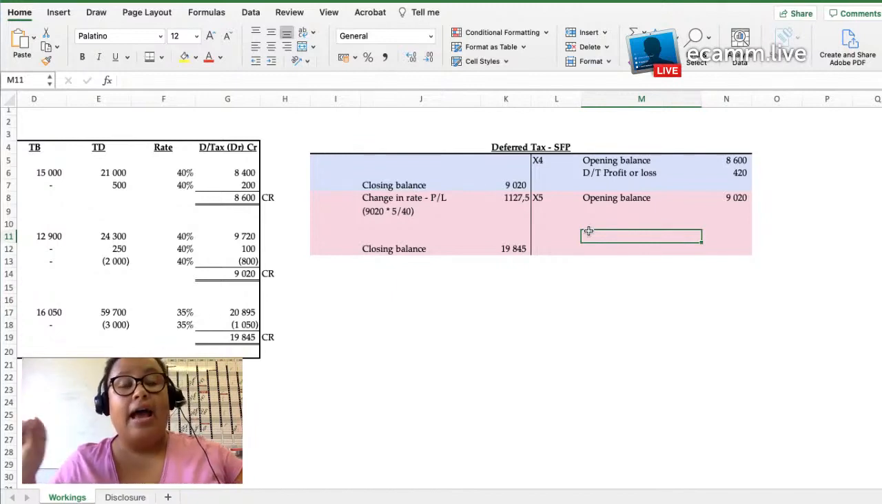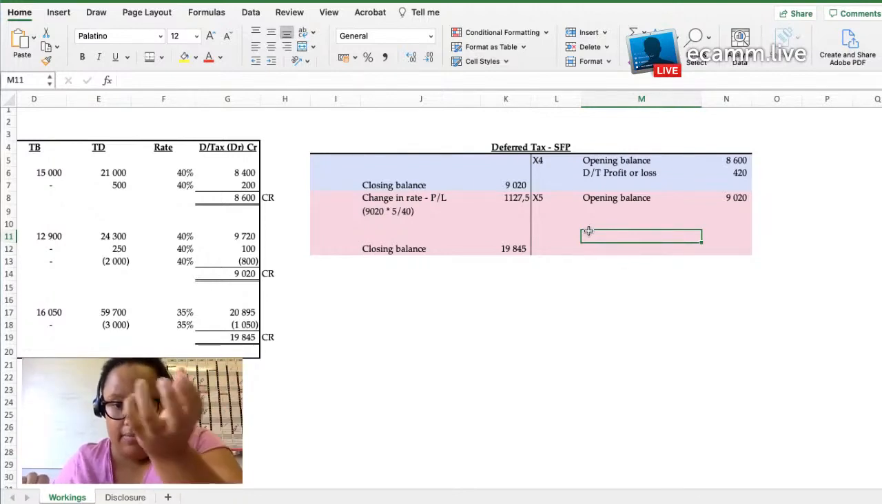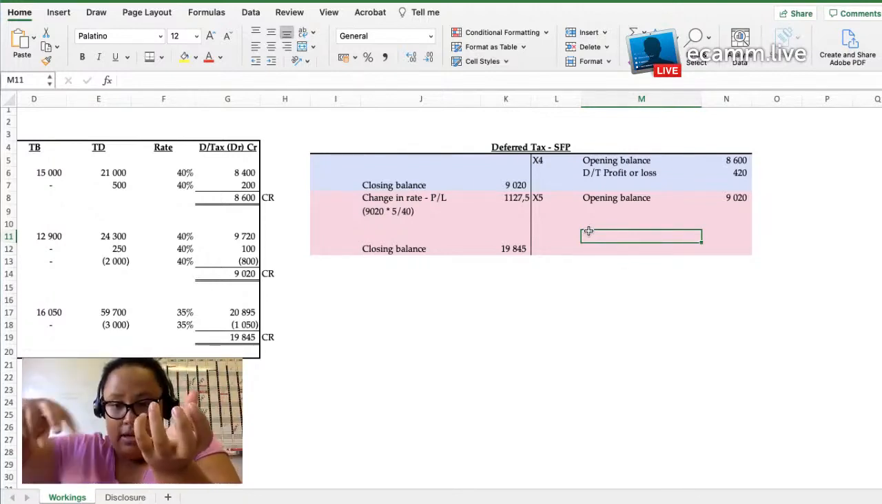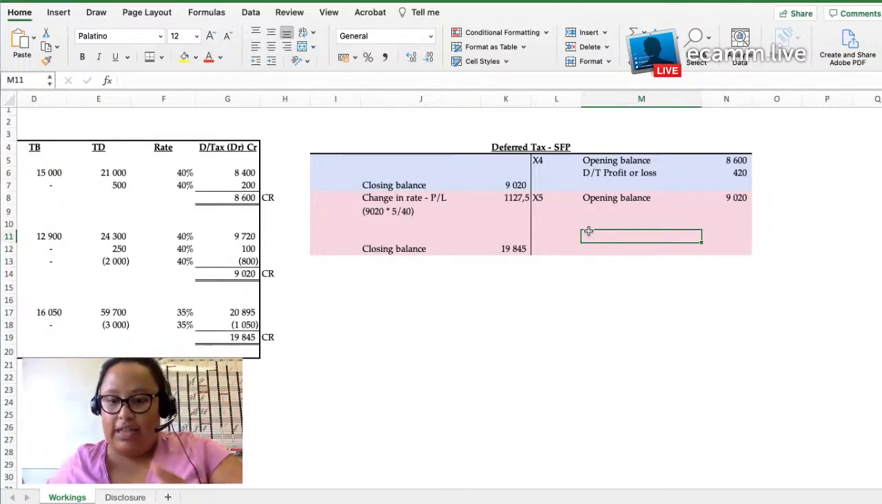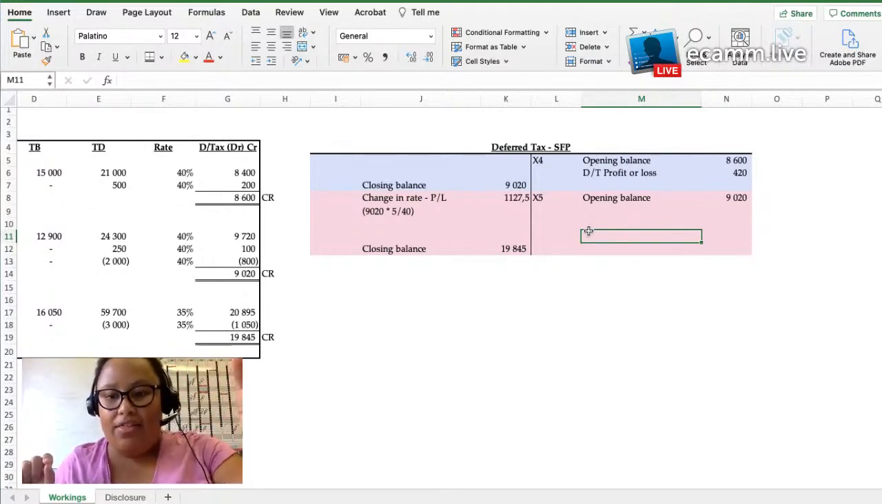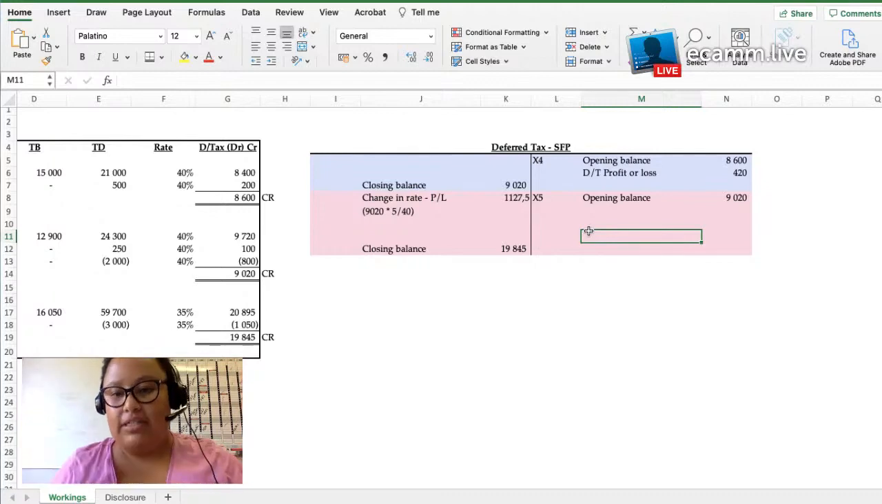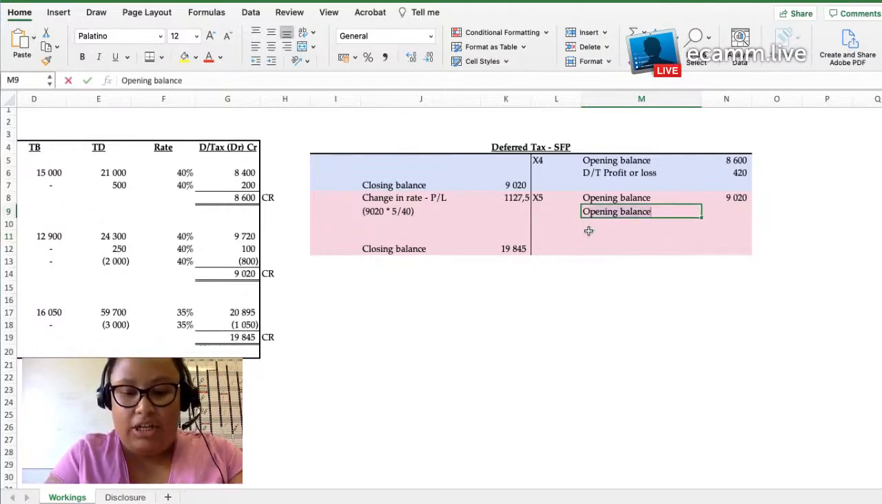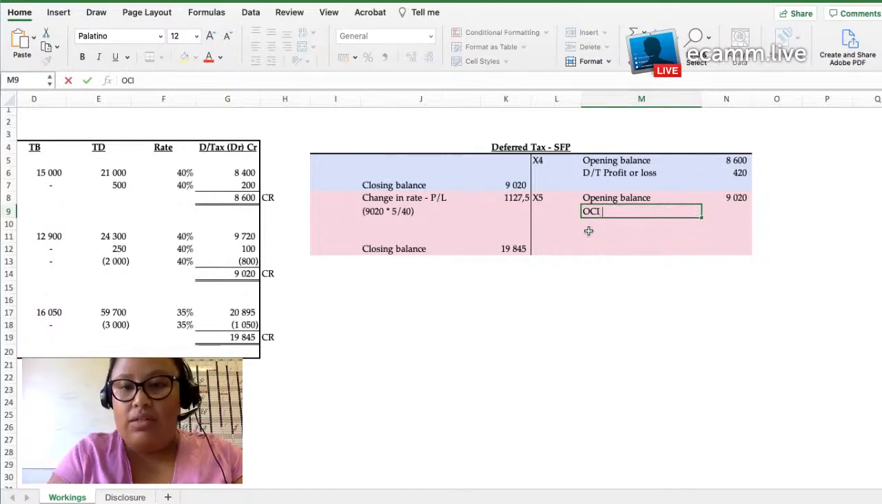Correct? Now, what is the principle? The principle is that wherever the transaction went, there goes the tax, following the transaction. They follow each other. So if the revaluation gain went through OCI, then the deferred tax also must have gone through OCI. So my deferred tax balance actually increased because there was deferred tax in OCI.